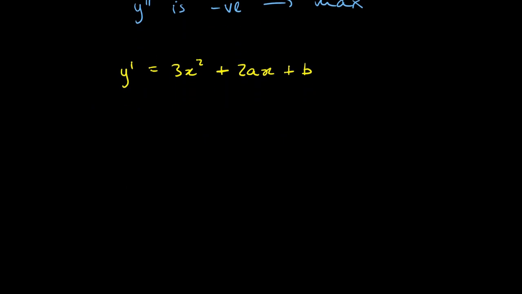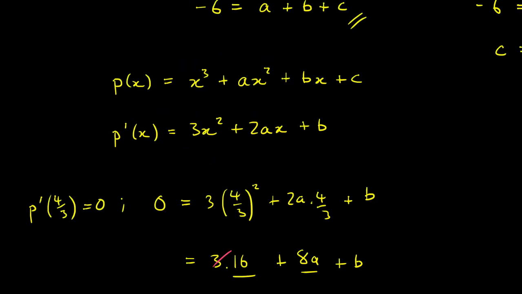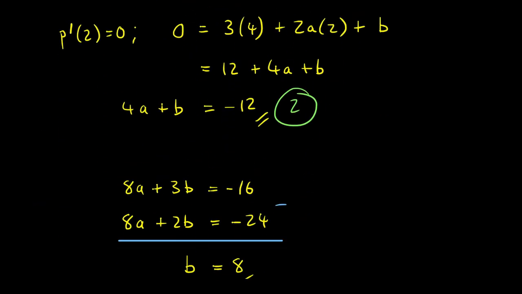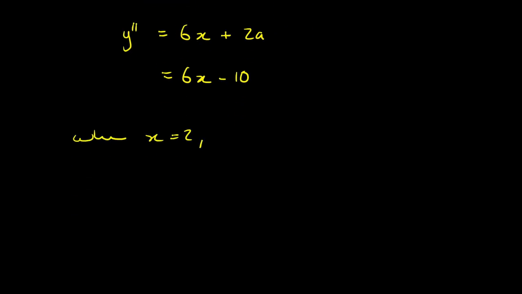And so we're going to differentiate it again. So y double prime is equal to 6x plus 2a. And we already know what the value of a is. a was equal to negative 5. So 2 times negative 5 is negative 10. And so when x is equal to 2, the second derivative, y double prime, is equal to 6 times 2, which is 12, minus 10, which is equal to positive 2.